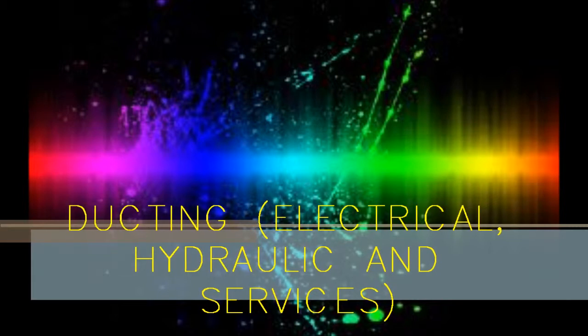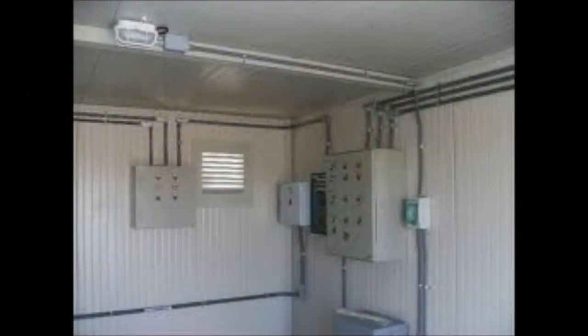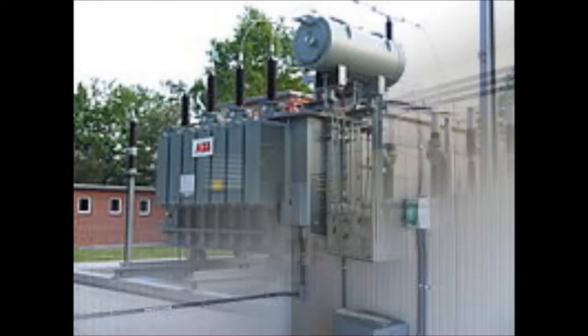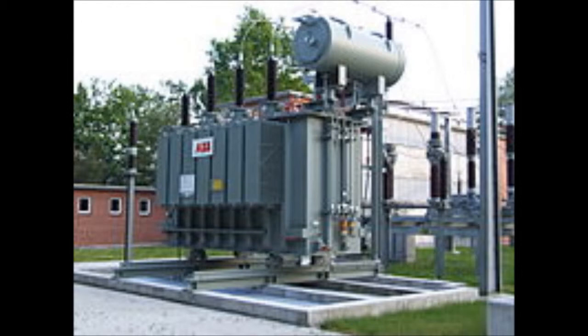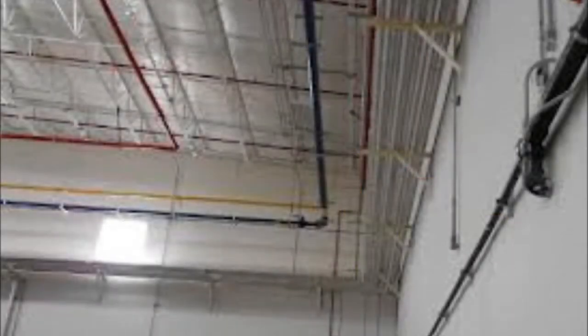Ducting, electrical, hydraulic, and service. The electrical substation is in the back of the project. The main substation is behind the library, but we also have two other smaller electrical substations that distribute energy in the event of a temporary power outage in the place, or any energy accidents. The hydraulic system is completely underground.